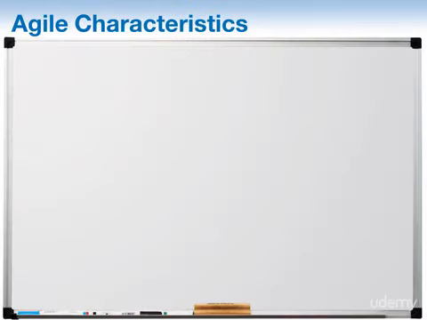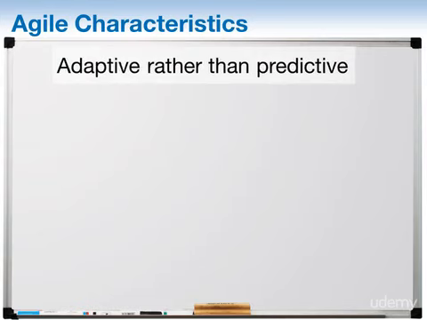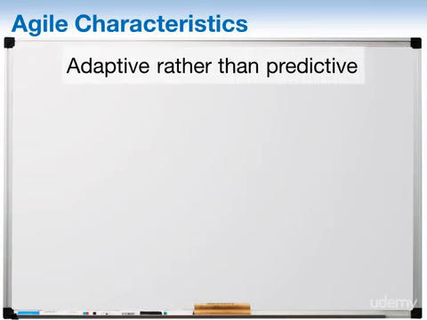Now that you know a little bit about the history of Agile project management, let's look at some of its characteristics. First of all, Agile is adaptive rather than predictive. Agile is based on performing some initial planning up front, but only spending the time and effort to plan and estimate project activities relative to whether they will be executed in the near horizon or the far horizon.